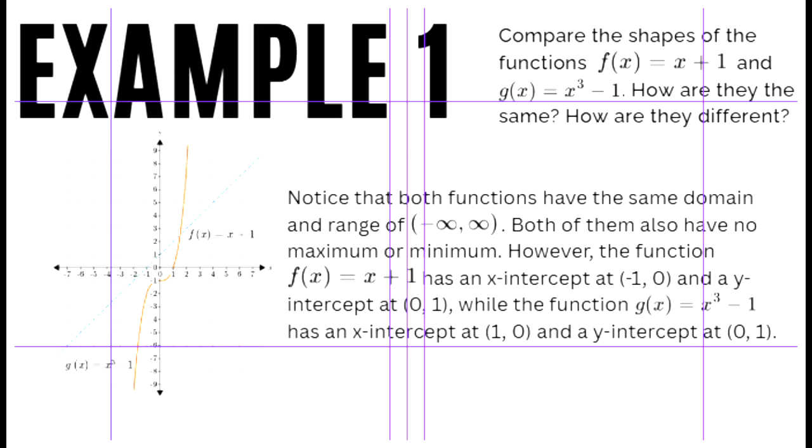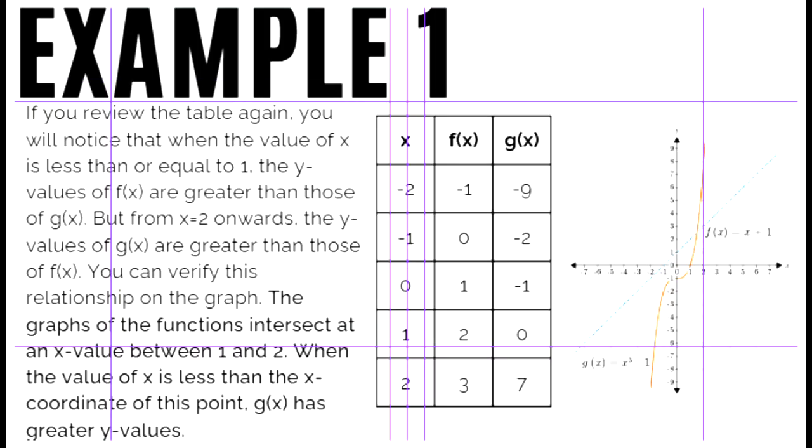They go on forever. However, the function f of x has an x-intercept at negative 1, 0, right there, and a y-intercept at 0, 1. Okay, that's where it crosses both of those lines. While the function g of x has an x-intercept at 1, 0, and a y-intercept at 0, 1. They have completely different x and y intercepts. Okay, they do have a point where they both intersect, but it's not on the x and y axes.